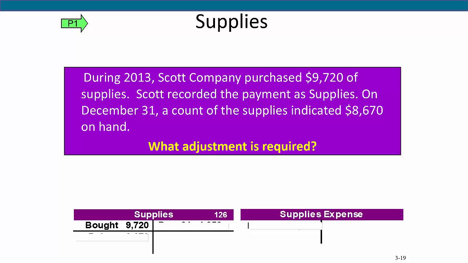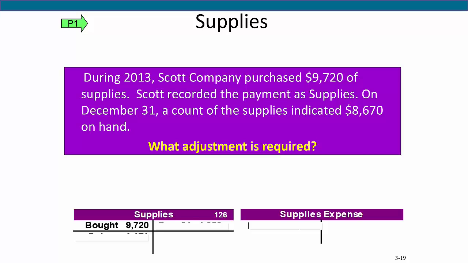In our next example, let's assume Scott Company spent $9,720 on supplies during 2013. When the supplies were purchased, they were put in the supply room to be used in the business. At the time, an entry was made to debit or increase an asset account called supplies and credit the cash account. We can see the debit to the supplies account right here.